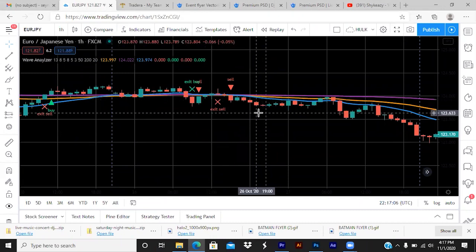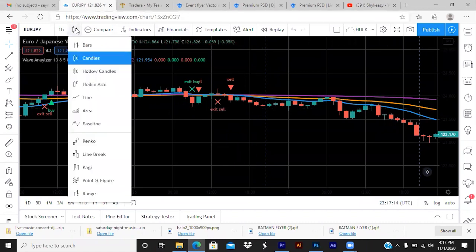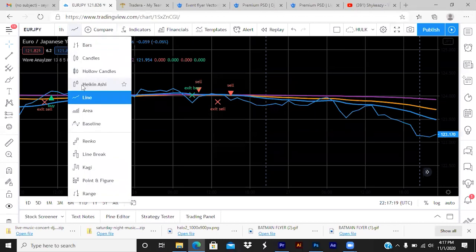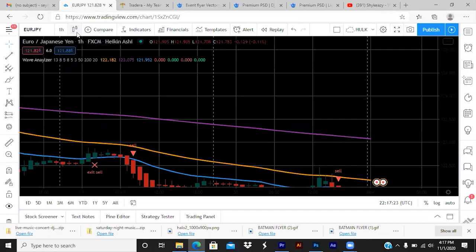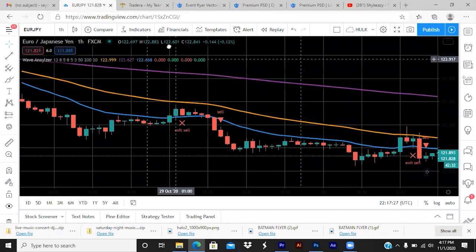All right, so now, family, for what you guys have all been waiting for, I gave you a quick little overview. I hope that was helpful. So now this is how you change your candles. I know some people like line graphs, and some people like Heikin Ashi because it tells momentum, and some people just like regular candles. So that's how you change your candles.